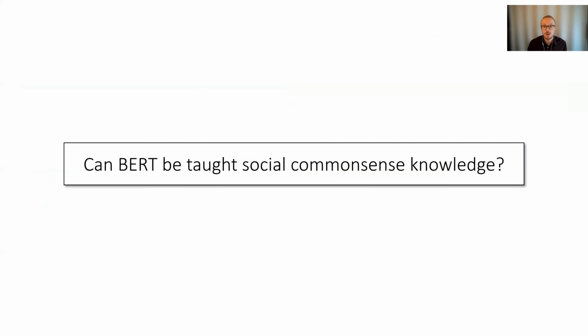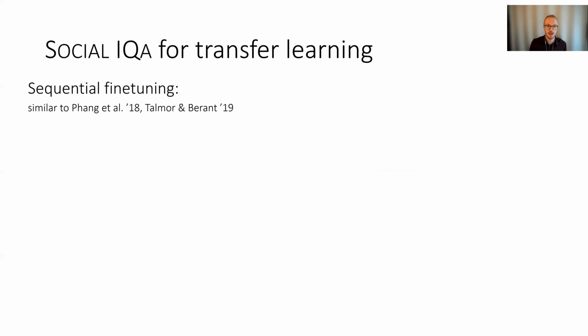So finally, I want to walk you through a little bit of an experiment where we want to teach BERT some more social common sense knowledge. Specifically, we want to look at how SocialIQA can be used for transfer learning. And we're going to use this setup that we called sequential fine tuning, but has had different names in the past as well. We're going to take our BERT large model, then we're going to fine tune it on SocialIQA, and then we're going to fine tune it on our end task.